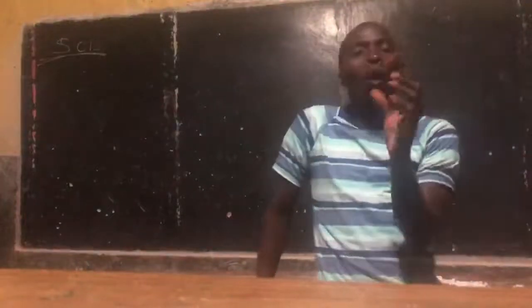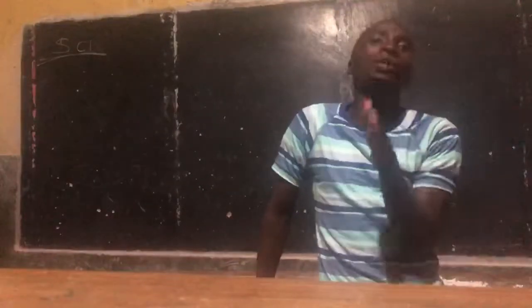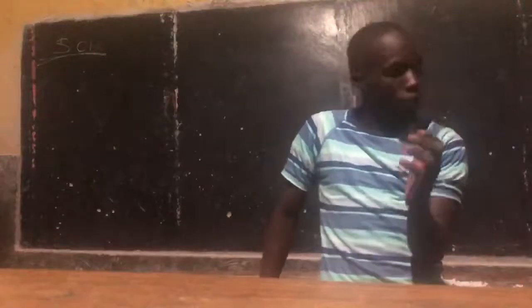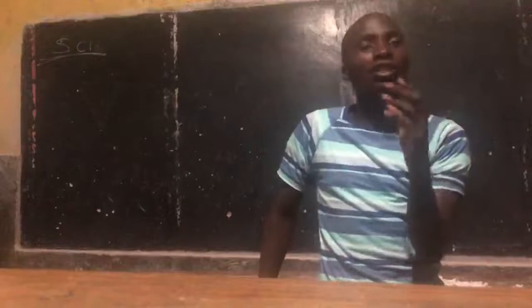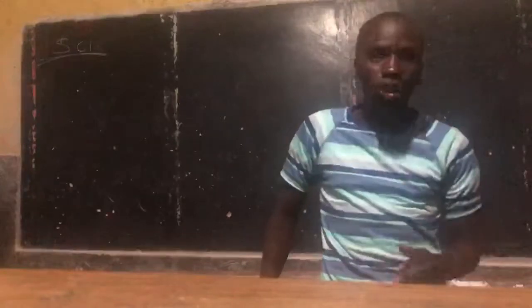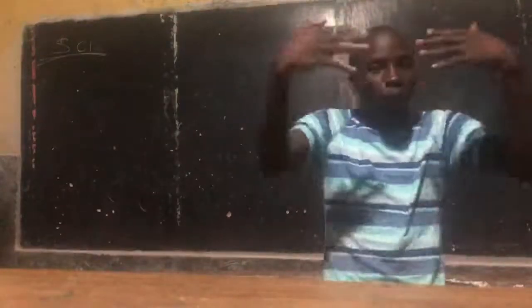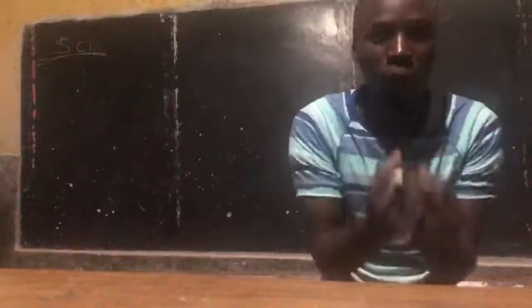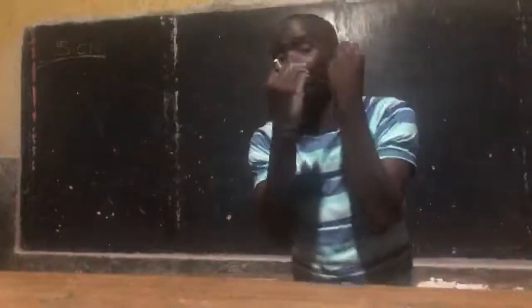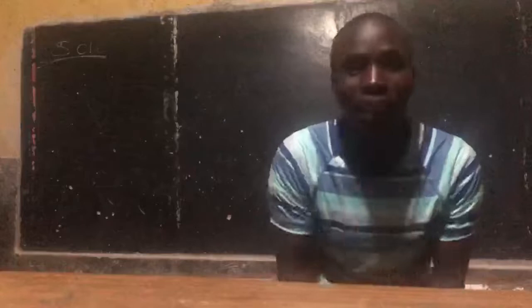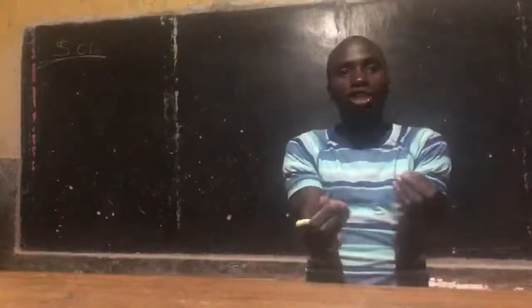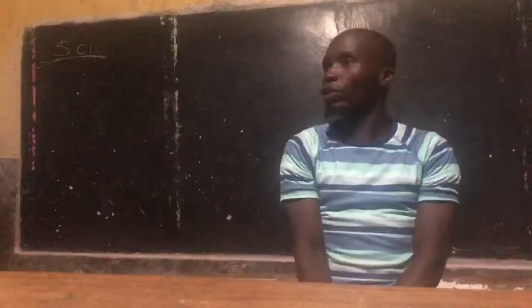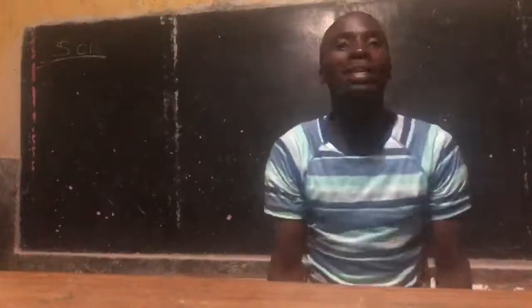So when light meets an opaque object, what you get is a shadow. What is a shadow? A shadow is a region of darkness formed when light is obstructed by an opaque object. We have two types of shadows: the umbra and the penumbra. The umbra is the darkest part of the shadow and the penumbra is the lighter part of the shadow.